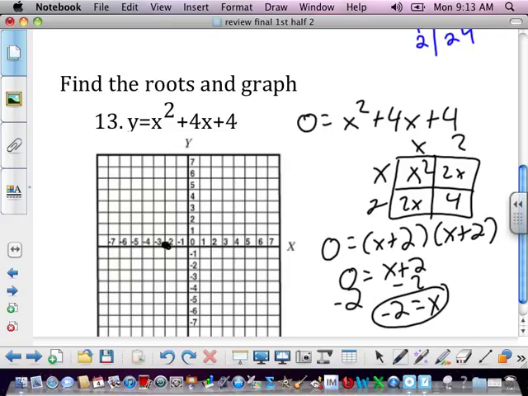This doesn't help me a ton for my graph. So I'm probably going to make a table. I know that one of them needs to be -2, 0. So let's do just one more on either side, -3 and -1.